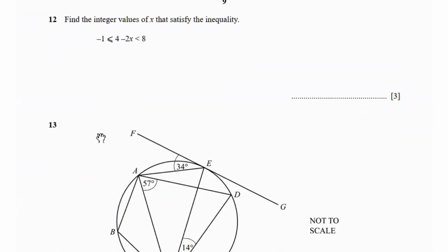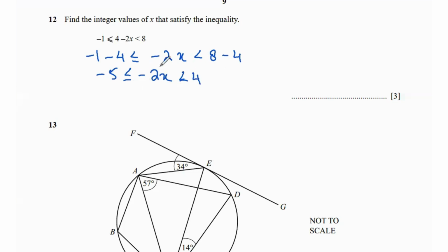Then it says find the integer values of x that satisfy the inequality. So right now we have the range of values for 4 minus 2x. We need the range of values for x. So we're going to isolate x in the middle. To isolate x, we're going to move 4 to the other side first. So that means we're going to do -4 on both sides, which is going to give us -5 over here, -2x in the middle, and 4 over here.